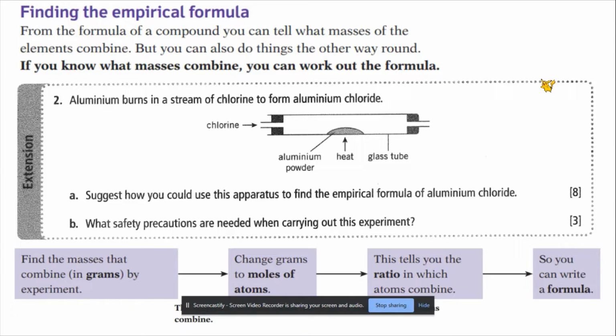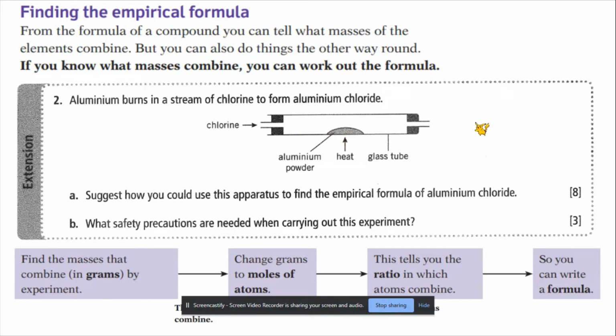This is aluminium burning in a stream of chlorine to form aluminium chloride. You've got this very simplified picture of the apparatus. You've got chlorine coming in on the left-hand side. You've got aluminium powder. Any source of aluminium will work in reality. You can use aluminium foil, which you would find at your local supermarket. You need to start off the reaction with a little bit of heat from a Bunsen burner, and it's all contained in a glass tube.